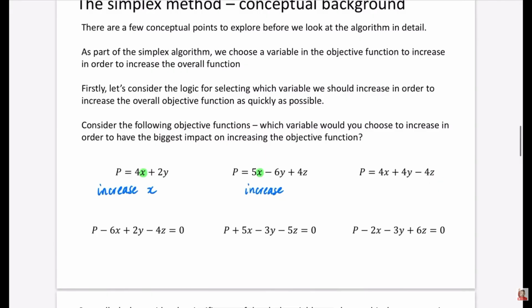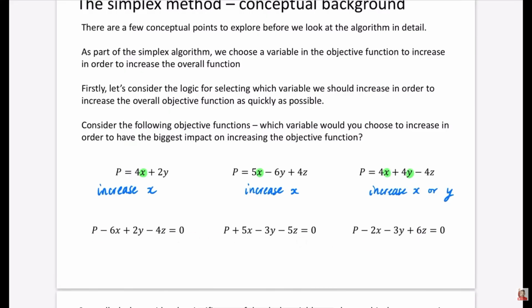And then in this last one that we've got here, I don't want to do anything to do with the negative 4z, because if I make z bigger, I'm going to be decreasing the value of P, because you'll be adding something more negative on. And here I've got 4x and 4y. I have some equality there, so it doesn't matter which one you have. It would usually be told to you in the question which one you should do. So for this one, you will be able to increase either x or y.